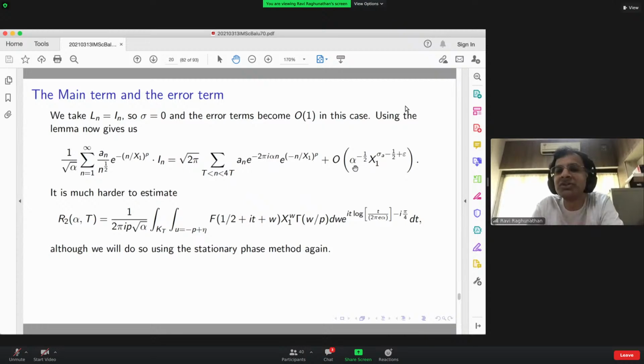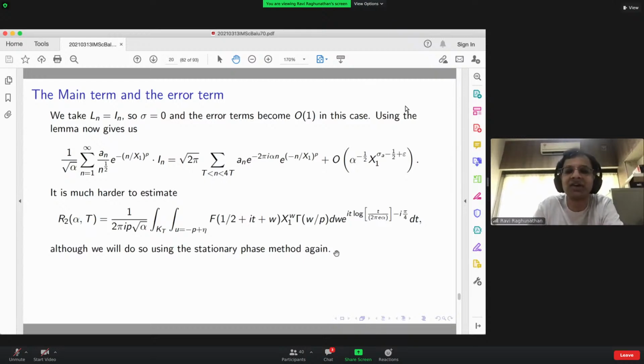So what we'll do is let alpha be a small power of t, and in that case this O estimate will actually come in under the omega estimate. That's the crux of the idea. Having used Bombieri-Bourgain, we get a relatively small error term. We do the same thing for this R2 alpha t, except it's much harder to estimate.